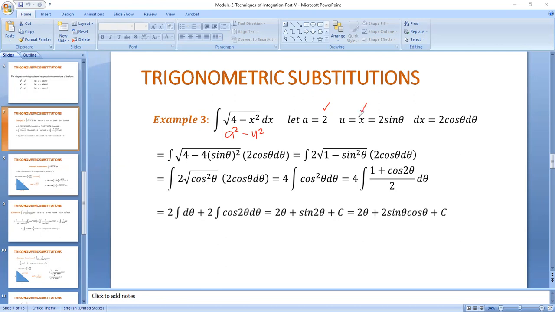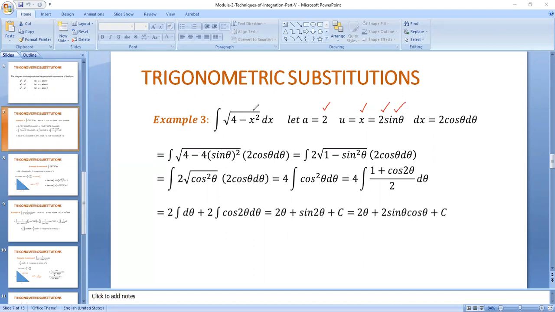And we use the substitution equation u is equal to a sine theta. What is the a? That's the 2. So you see here a 2, and then you just affix the sine of theta. Your u is x, so you place x is equal to 2 sine of theta. This x that you see in your original equation will then be replaced by 2 sine of theta.